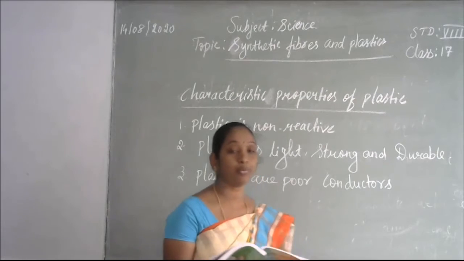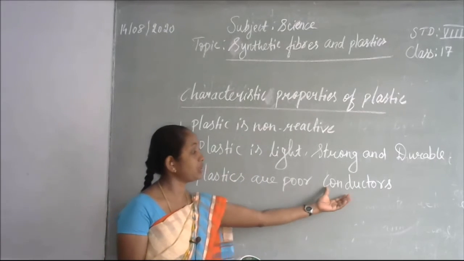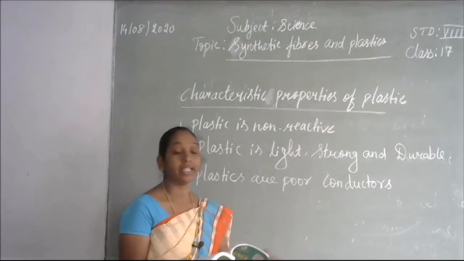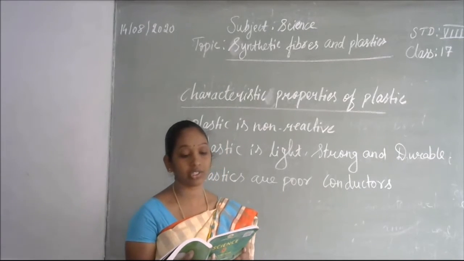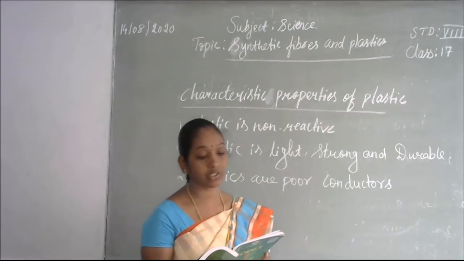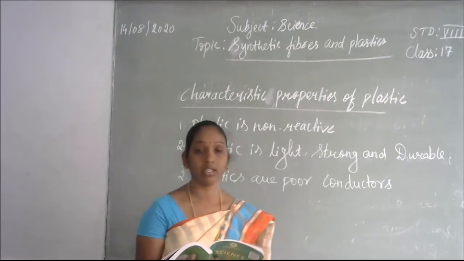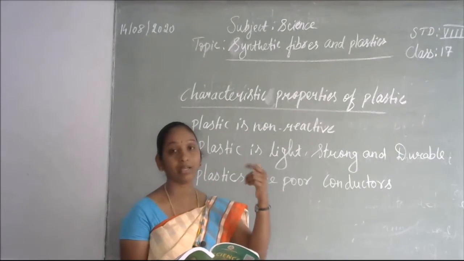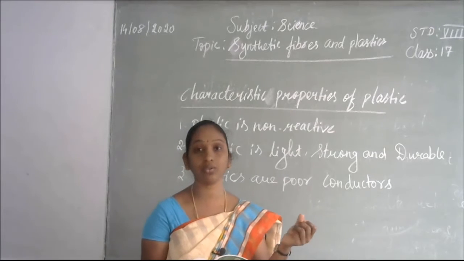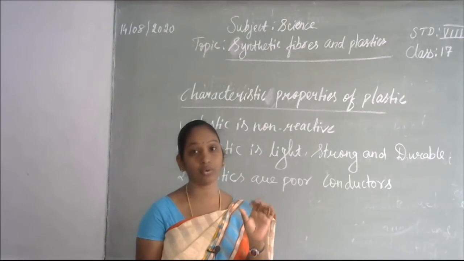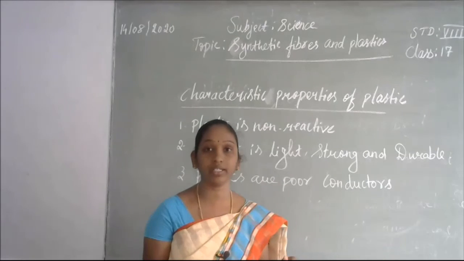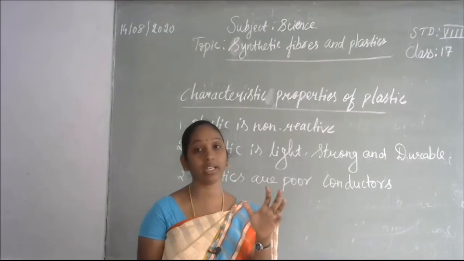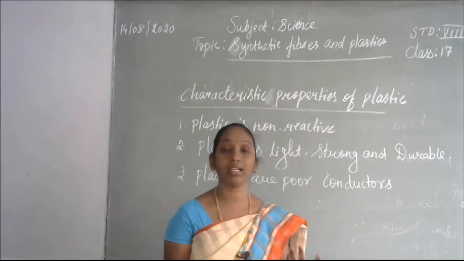Next, plastics are poor conductors. Poor conductors means we cannot conduct electricity. You have learned that plastics are poor conductors of heat and electricity. That is why electrical wires have plastic covering. For example, electric appliances are connected by copper wires. Inside, the copper wire is a brownish color. Outside, we can see different colors of plastic covering it. If you hold the wire, we won't get any kind of electrical shock.